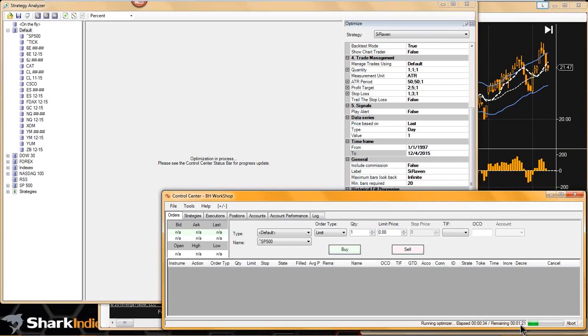And let's see, remaining time. Yeah, you can't really rely on the remaining time. As you can see, it's just kind of stopped, but it's still processing. This happens a lot, so that the progress bar will just stop.